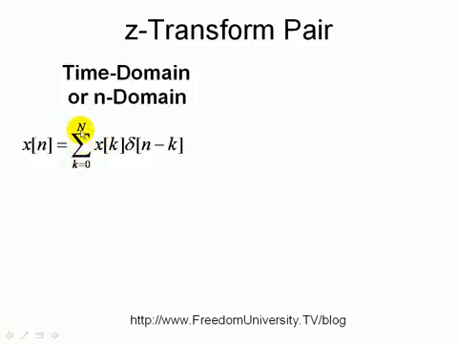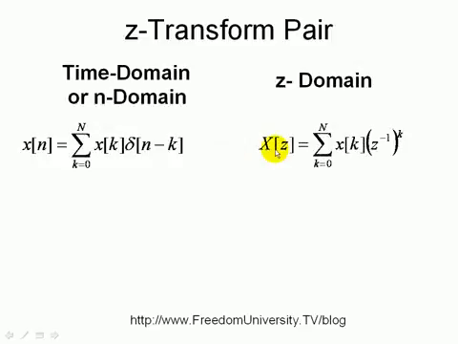Now its corresponding z-domain description is defined as follows, where we just take this sequence x[n], substitute it in here, and multiply it by z^-1 raised to some power k when it's summed from 0 to n. So this is simply, once again, a polynomial of z^-1. Let's look at some examples.